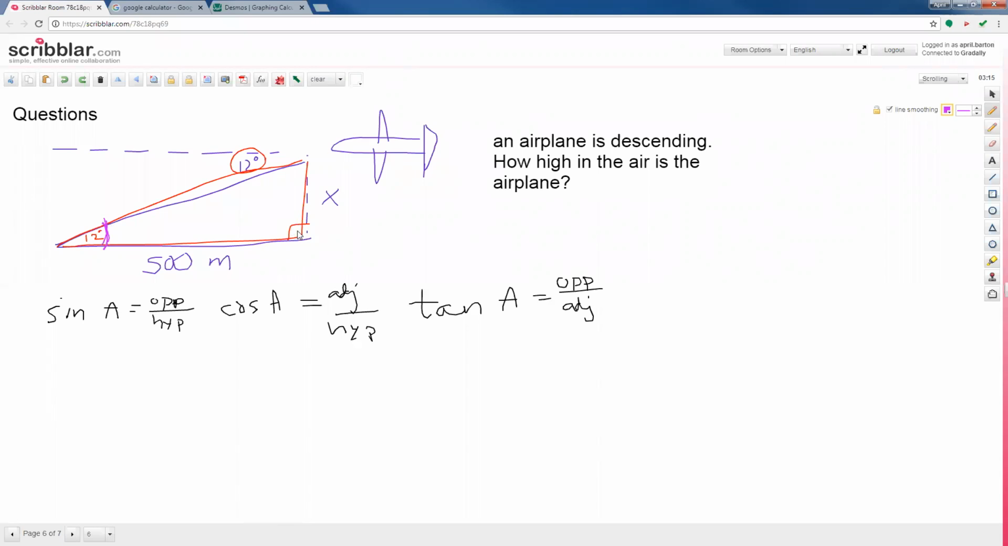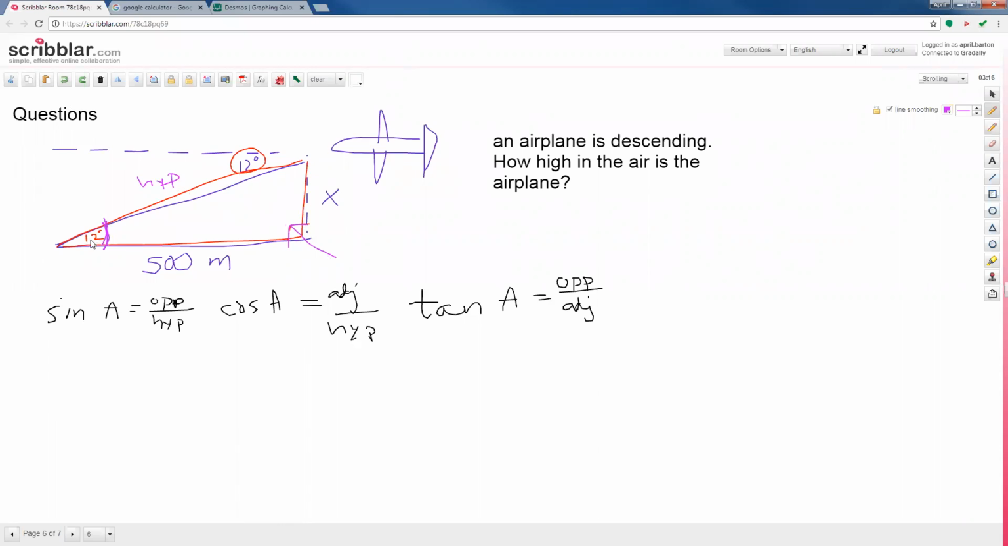I always start by identifying the hypotenuse first, and it's the side across from the right angle. If you took this right angle and turned it into an arrow, it points to the side across from it. Or I think of it as the side not touching the right angle. This side X touches the right angle, and the 500 meters touches the right angle. So the one across from it is this side.